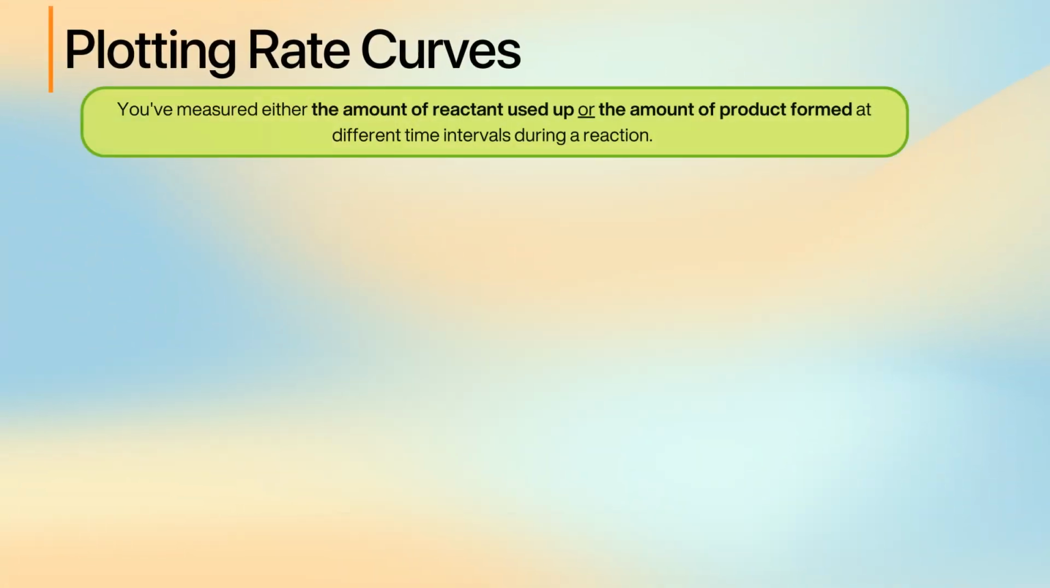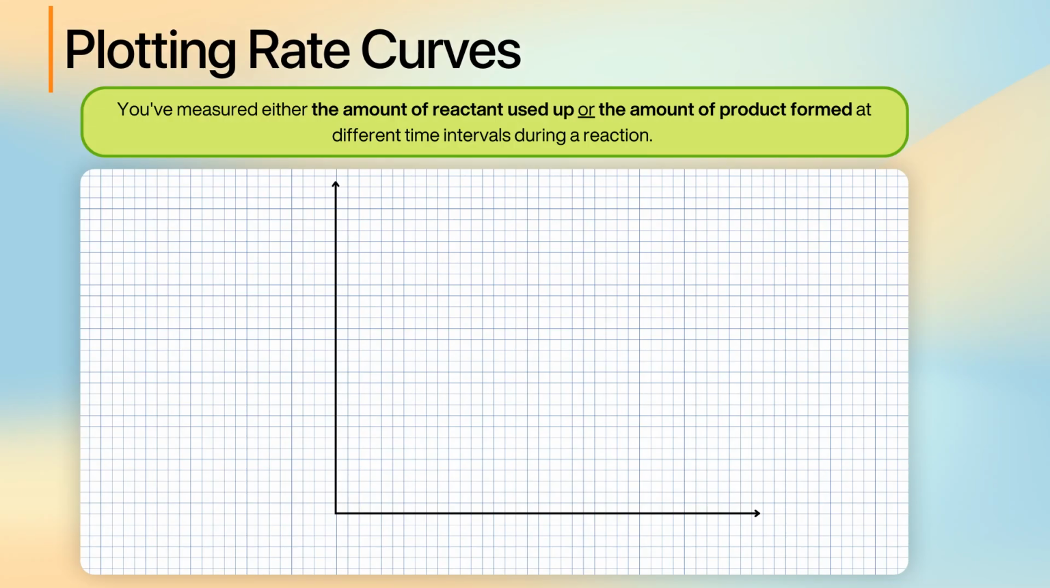First, we'll start with plotting the graph. Imagine you have conducted an experiment where you've measured either the amount of reactant used up or the amount of product formed at different time intervals during a reaction. You now want to represent this data visually on a graph.